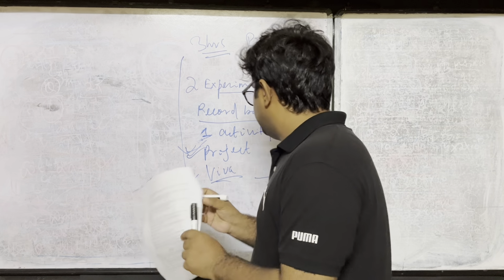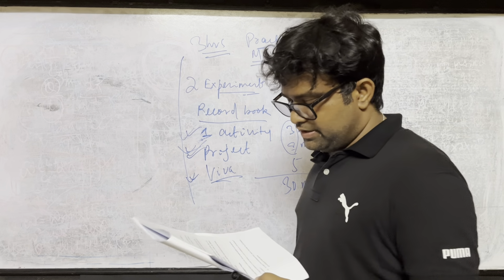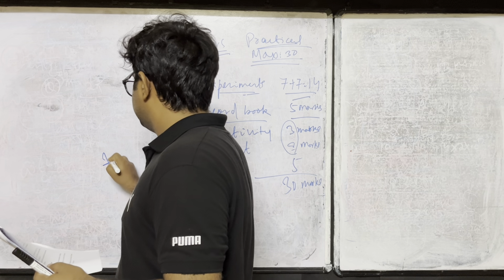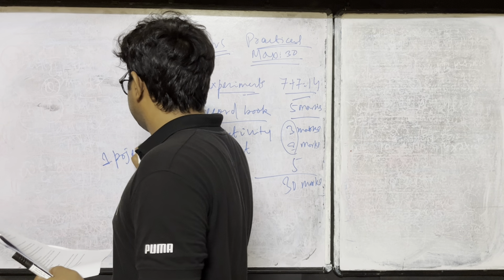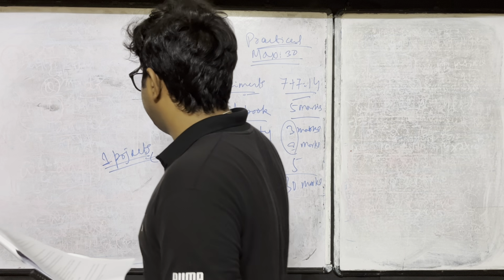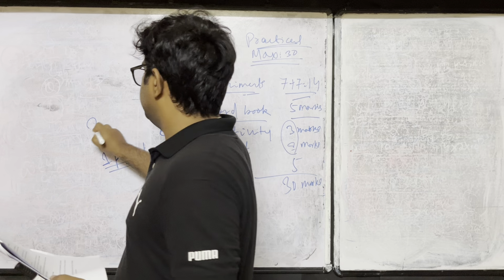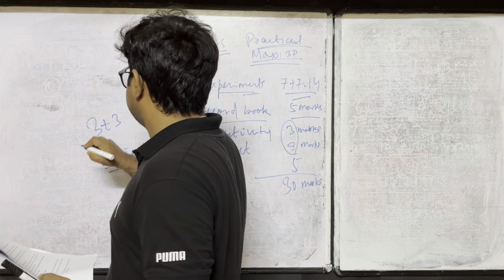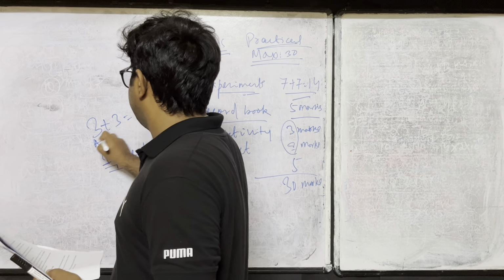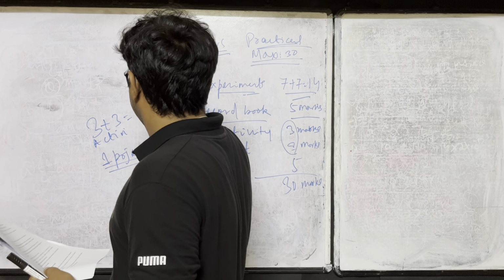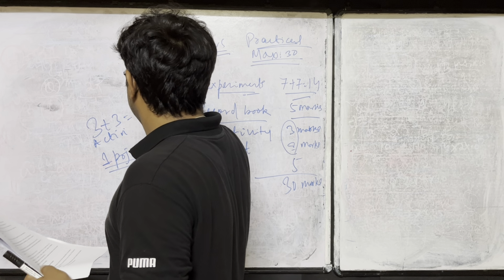Now, the next part is activity. As I told you, how many projects? One project. So what are the things you have to submit? One project you have to submit. Then 6 activities you have to submit, 3 plus 3, 6 activities minimum. This is the minimum.